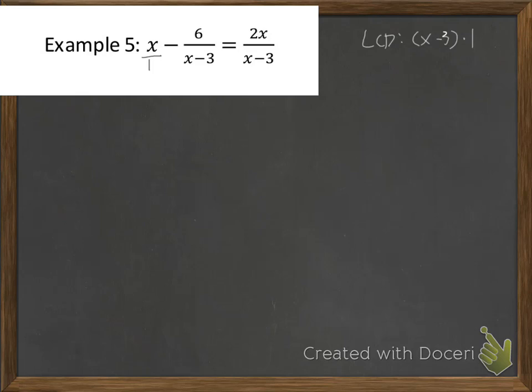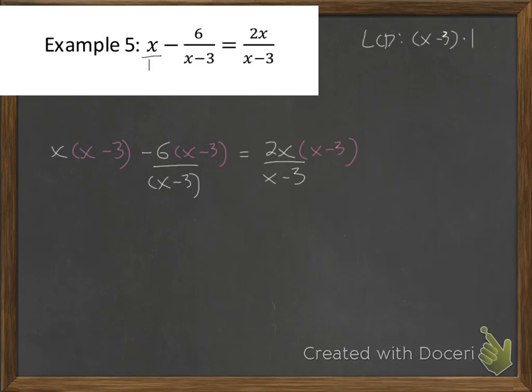So how are we going to fix this? Well, same way we've always fixed it. Okay, we're going to multiply everything by the LCD, which in this case, of course, as I said, is x minus 3. Okay, so I have x times x minus 3 minus 6 over x minus 3 times x minus 3 equals 2x over x minus 3 times x minus 3.